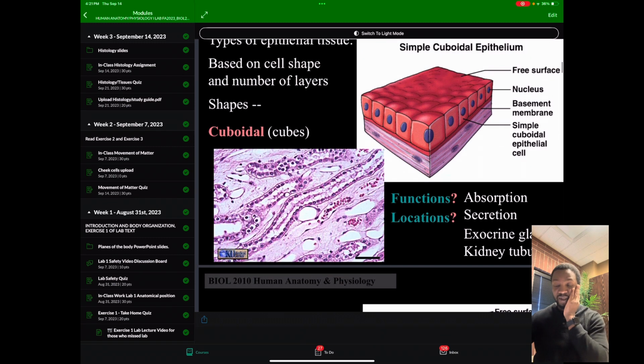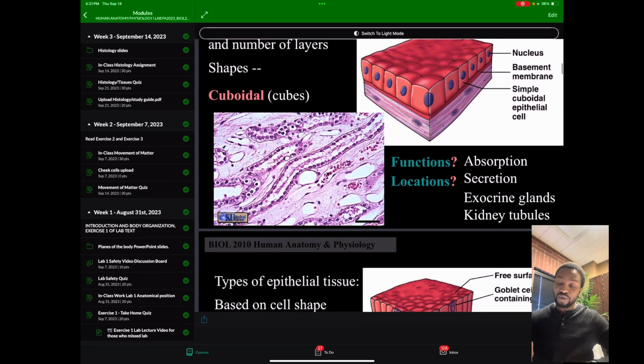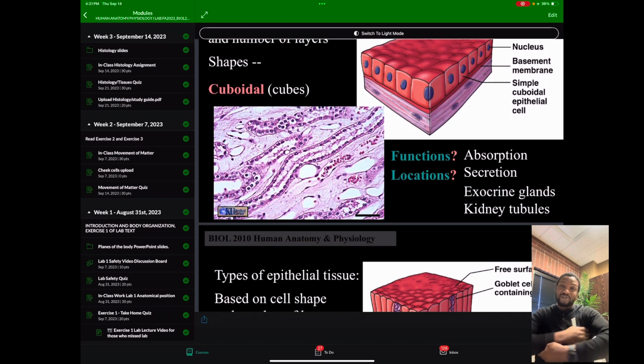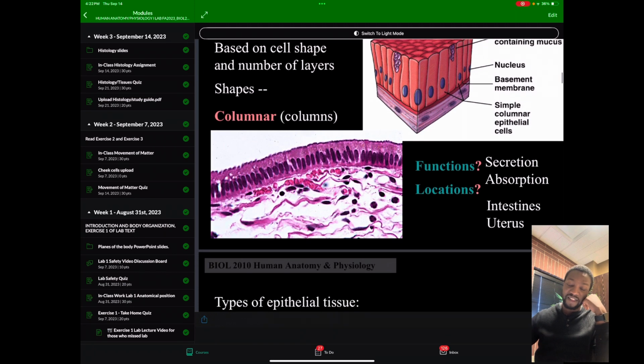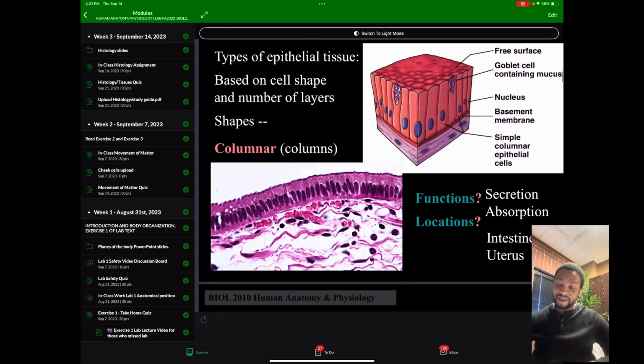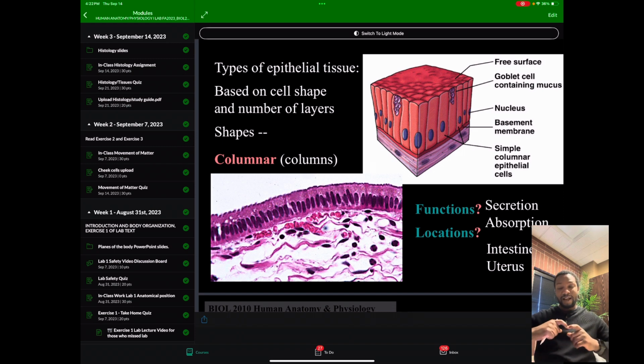Simple cuboidal cells are also important for absorption and secretion. They're not as big; they are a little smaller than the columnar cells. Examples are in exocrine glands, like sweat glands all over our bodies, digestive glands, and also the kidneys. Then we have the columnar. Here are the columnar, and these allow for absorption. That's why they're a lot longer.